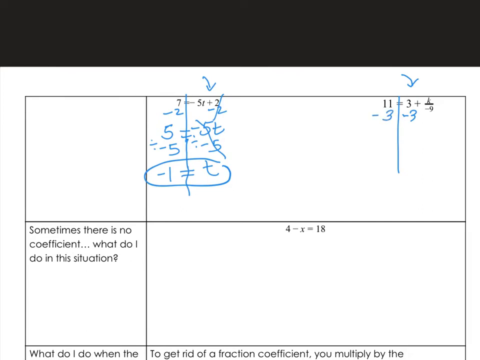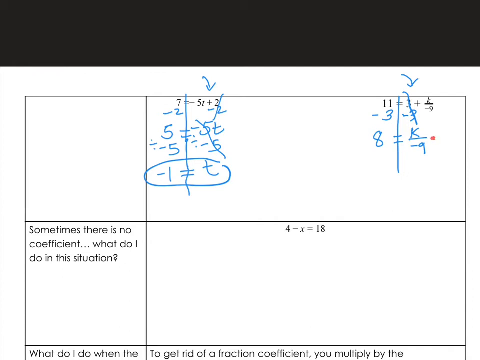So a positive 3 and a negative 3 are going to cancel out. I'm going to copy the rest of my right-hand side of my equation down. And 11 minus 3 is going to give me 8. All right, so now I need to isolate my variable. K is being divided by -9. So in order to get K by itself, I have to do the inverse, the opposite of the current operation. So that means I need to multiply by 9.